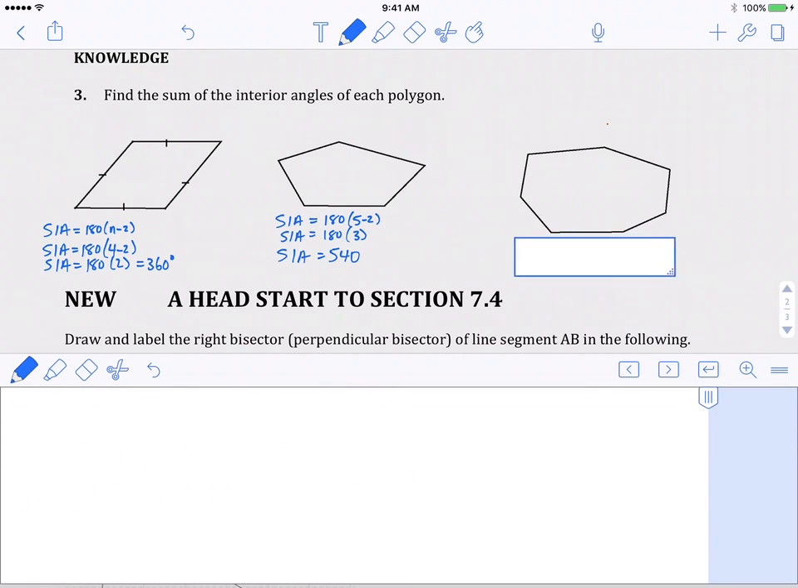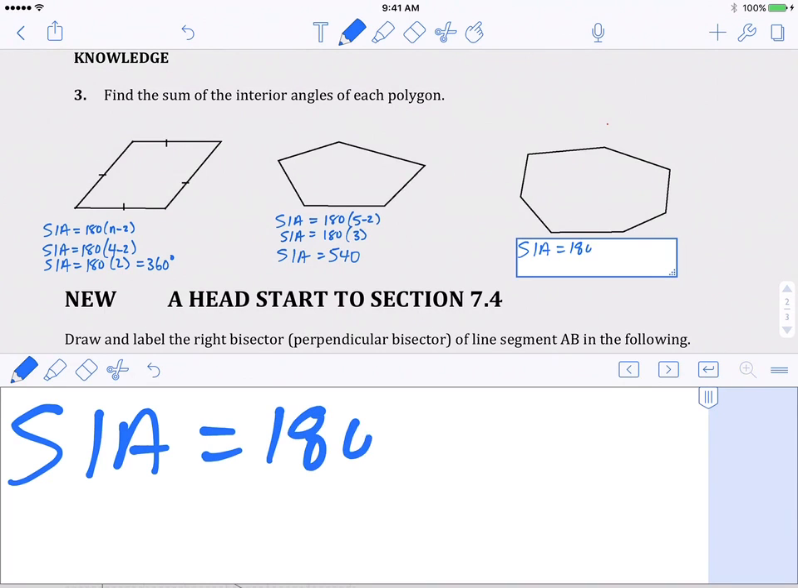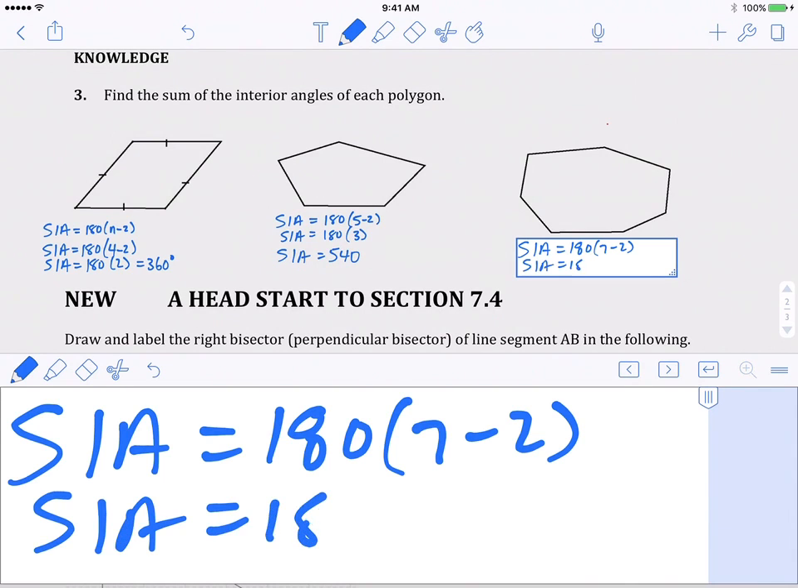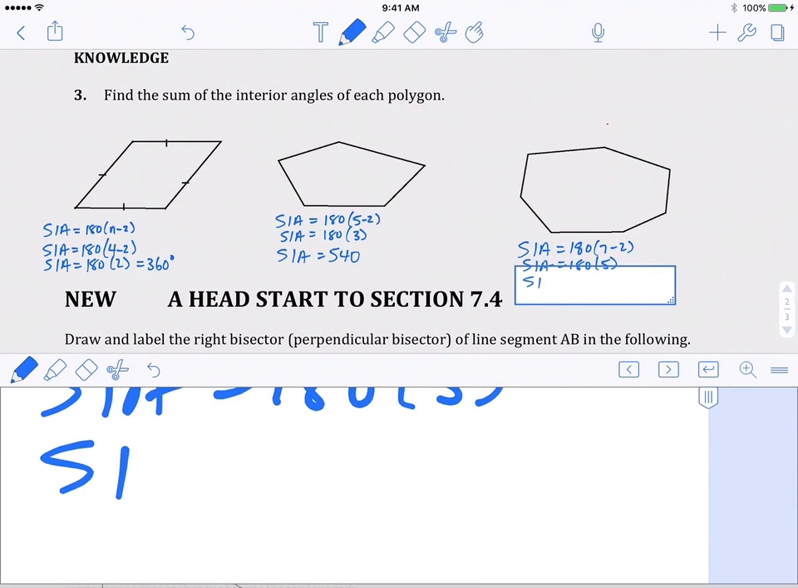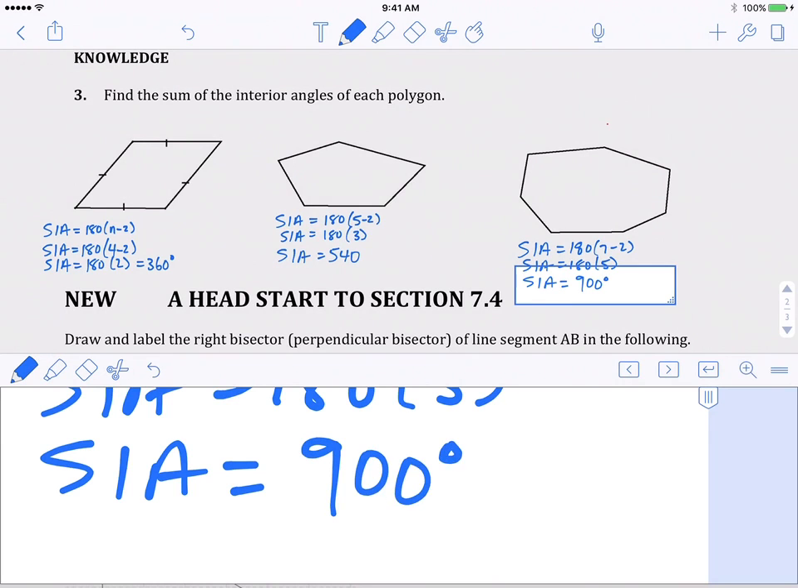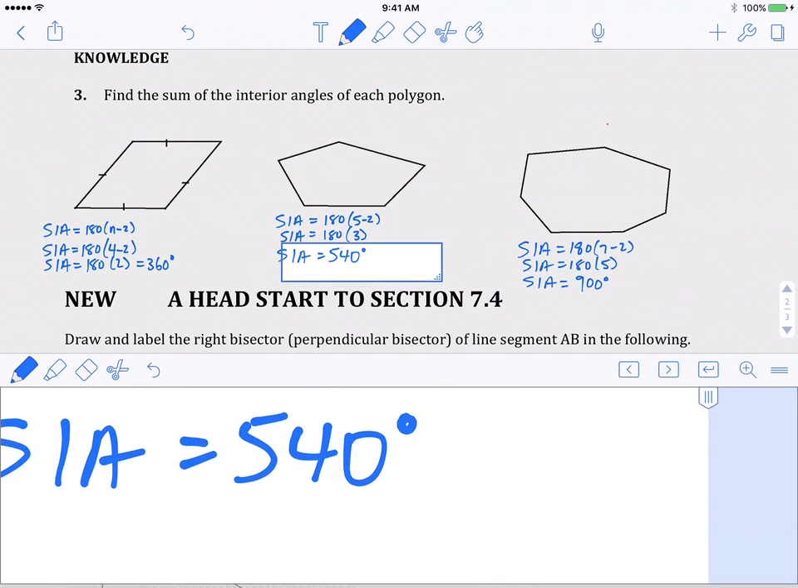Move to this one here. And now we have 1, 2, 3, 4, 5, 6, 7-sided shape. So the sum of interior angles is equal to 180 times 7 minus 2, which is 5. So the sum of interior angles is really 180 times 5. That gives us 900. So the sum of interior angles here is 900 degrees. And I should have written degrees here as well.